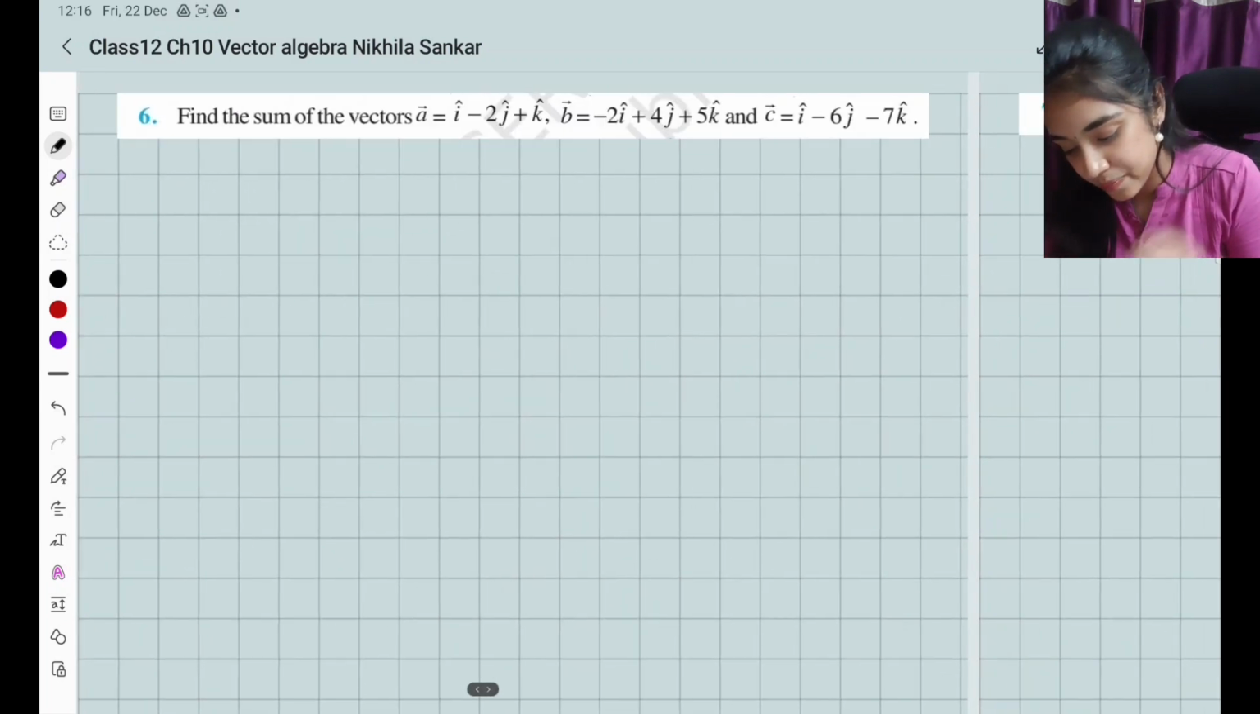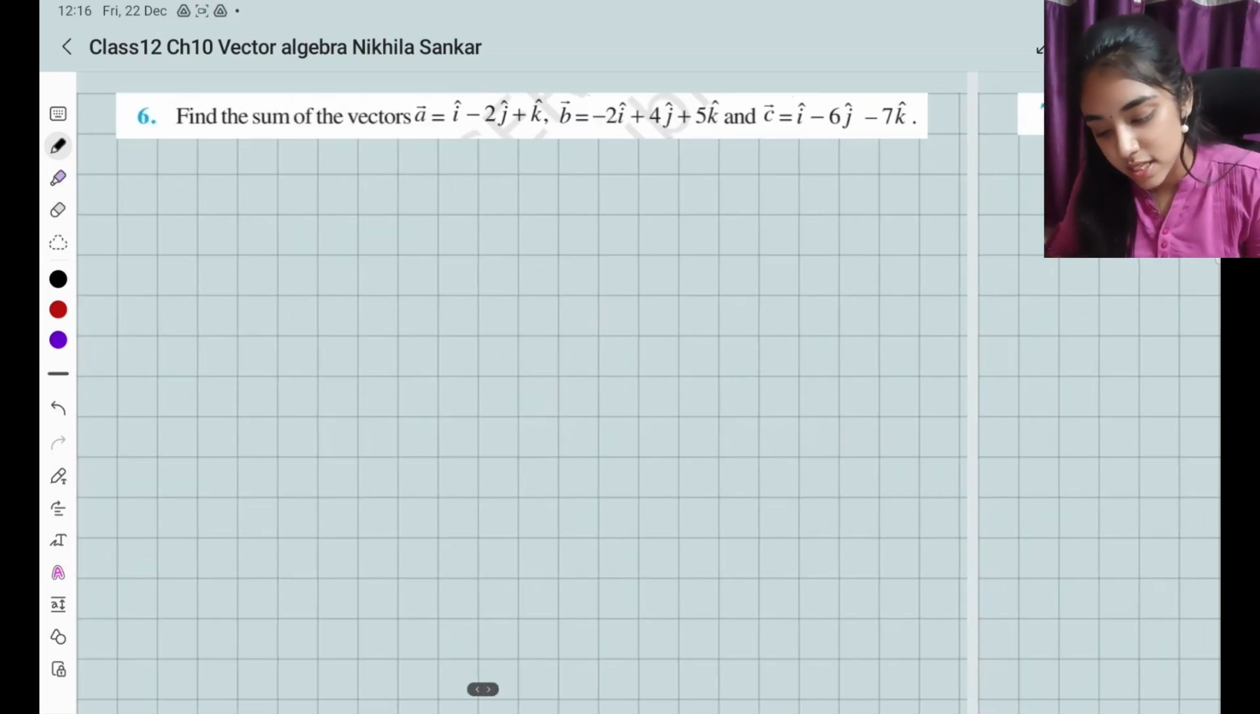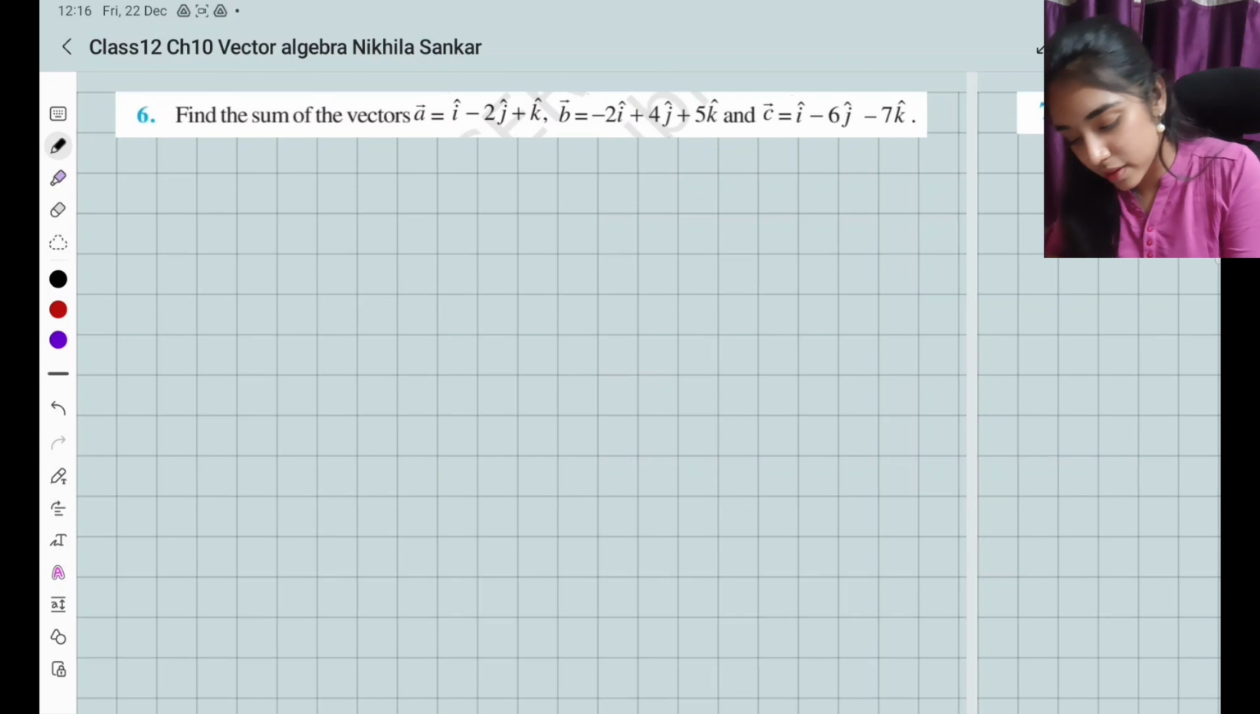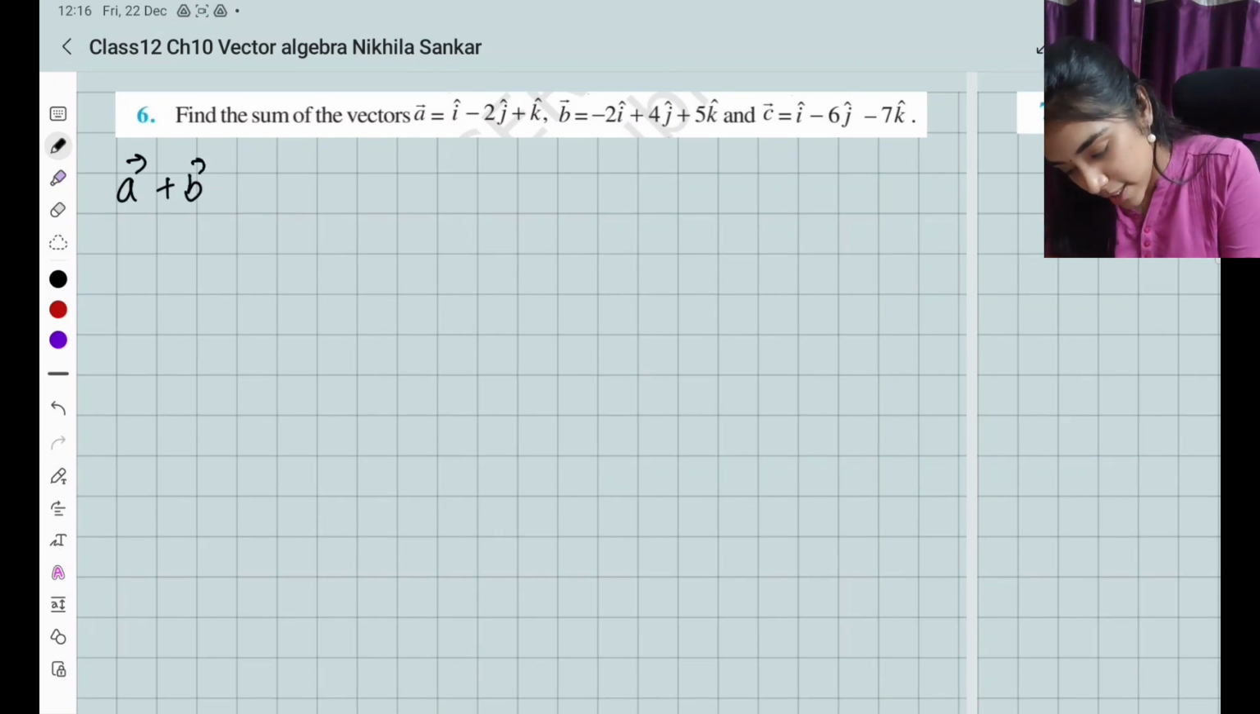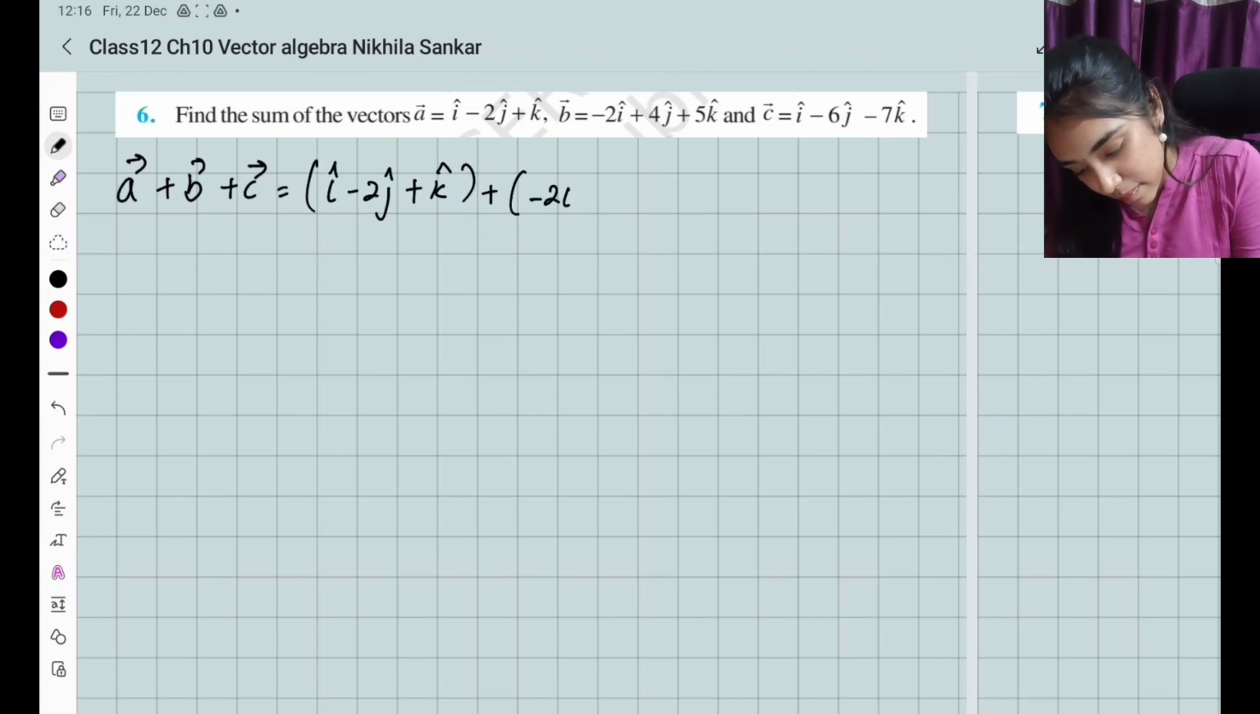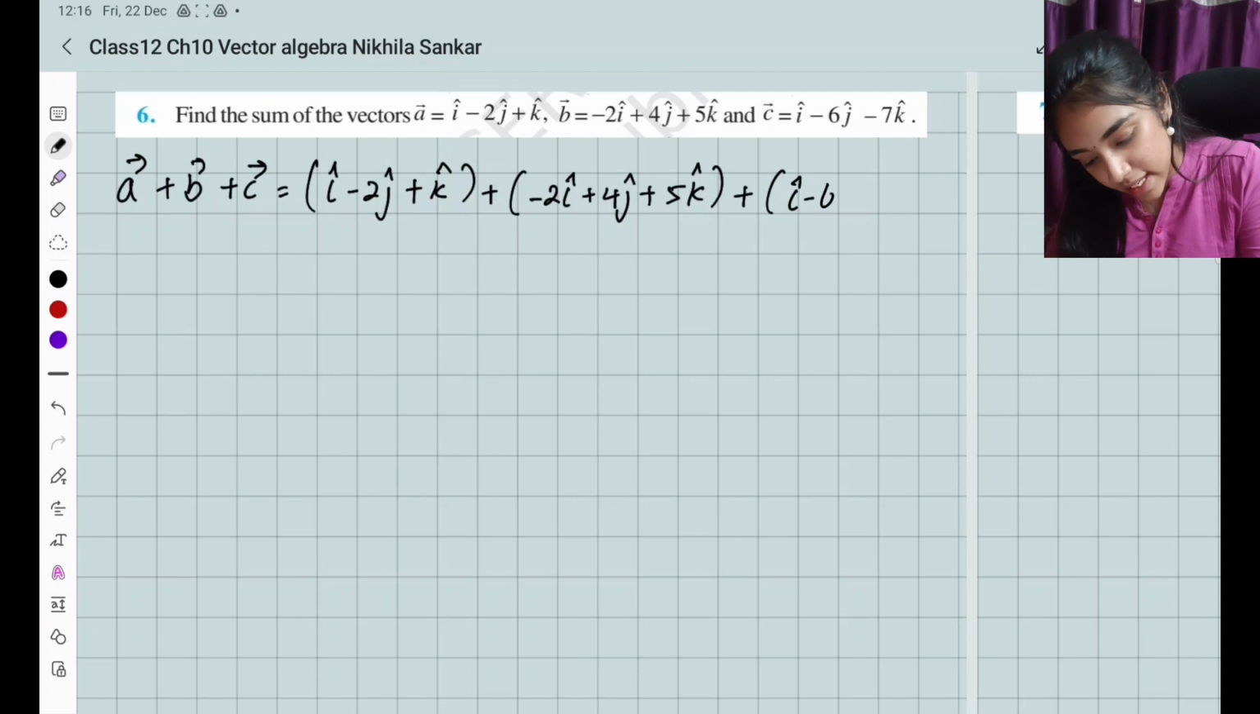Question number 6. Find the sum of the vectors a, b and c. So மொத்தமா add பண்ண வேண்டியதான். So I have a vector plus b vector plus c vector equals, let me write the values. I cap minus 2j cap plus k cap, இது a. Plus b என்ன? Minus 2i cap plus 4j cap plus 5k cap. Plus c என்ன? I cap minus 6j cap minus 7k cap.